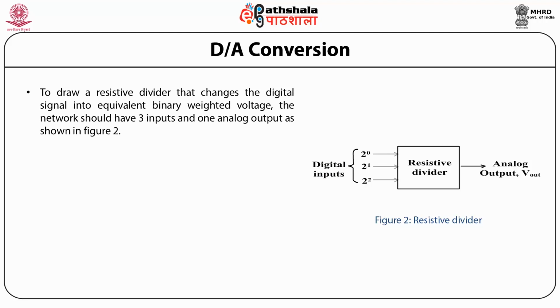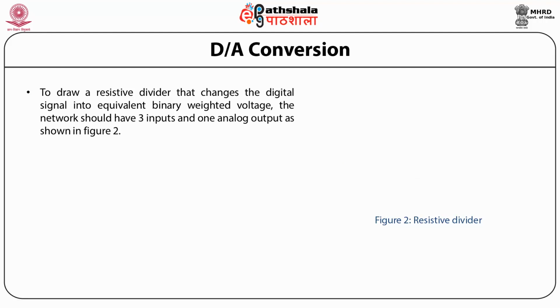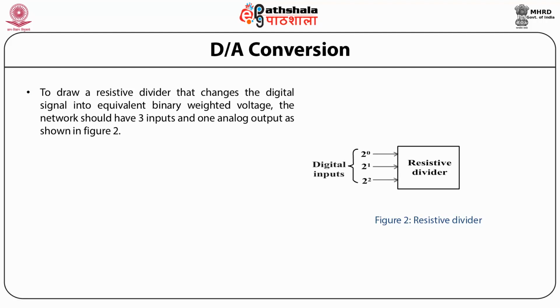To draw a resistive divider that changes the digital signal into equivalent binary weighted voltage, the network should have 3 inputs, that is, the digital inputs are 2 raised to power 0, 2 raised to power 1 and 2 raised to power 2, and one analog output V output, which is shown in the figure.